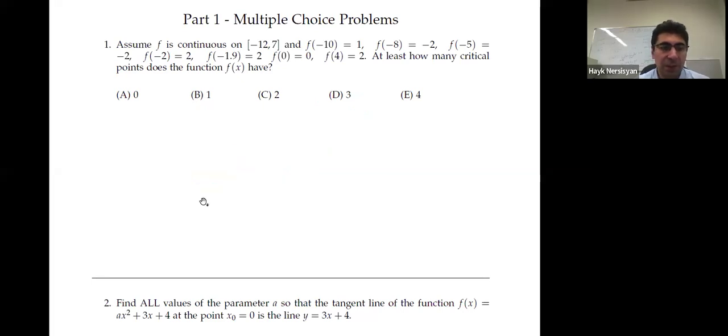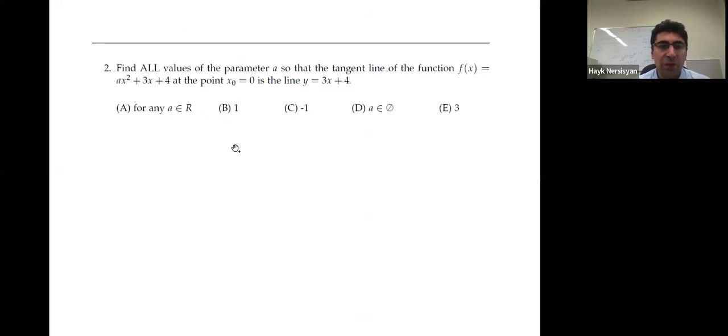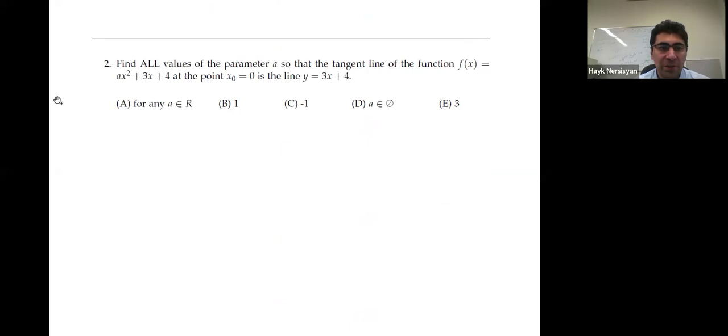The next second one. Find all values of parameter A such that f(x) equals ax squared plus 3x plus 4 at point x0. Yeah, so the tangent line is this. Okay, how can we tackle this question?